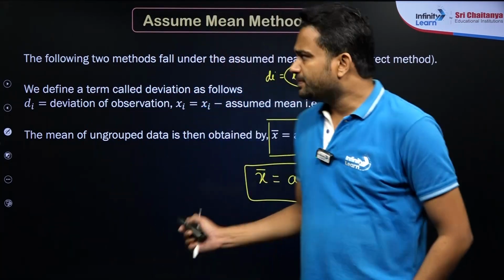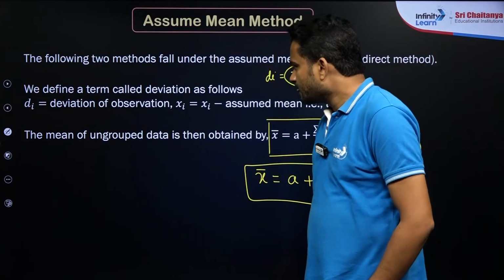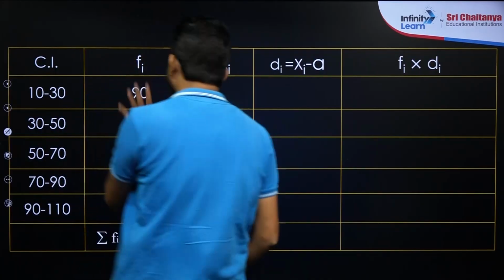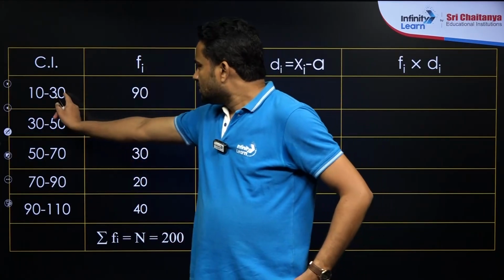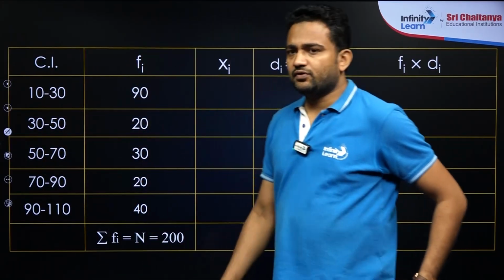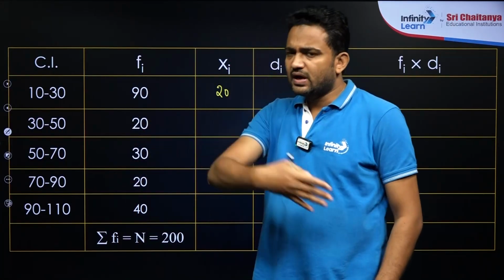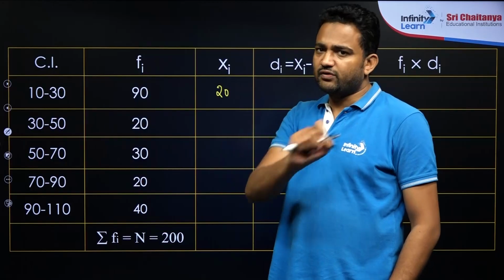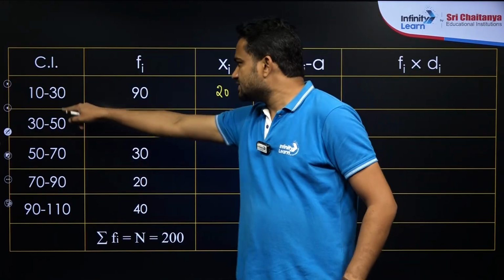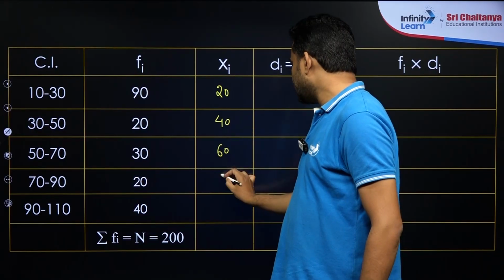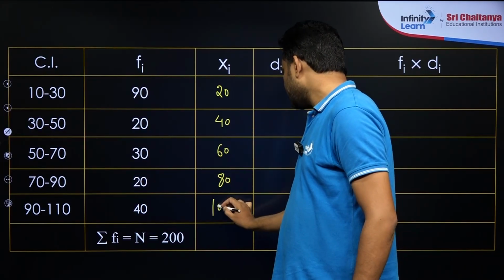Let's solve the previous question by using the assumed mean method. This is the same question. First of all, you have to find xi. xi is 30 plus 10, which is 40, divided by 2 is 20. Since the class size of every interval is the same, we will add the class size to find the xi of the next class interval. The class size is 20. So 20 plus 20 is 40, then 60, then 80, then 100.